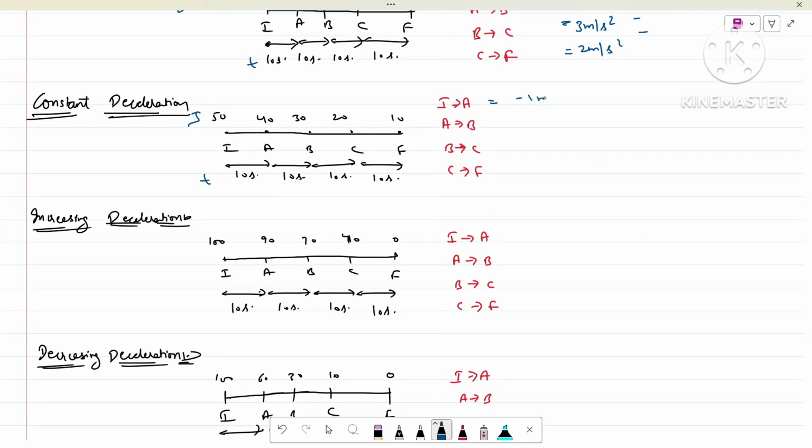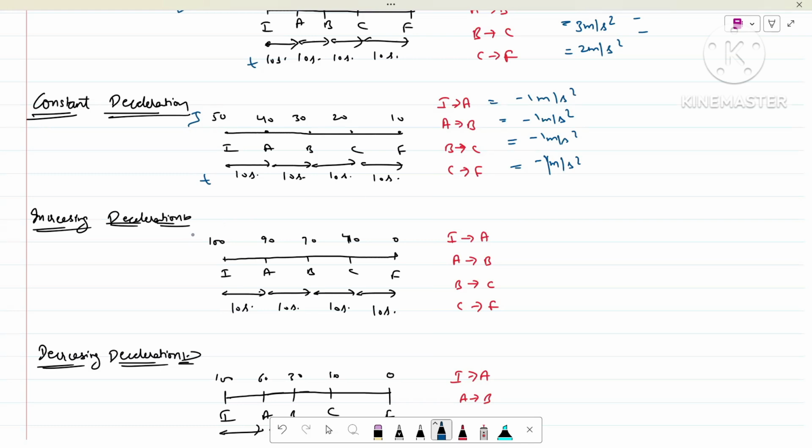So it is minus 1 meter per second square. From A to B again, minus 1 meter per second square. From B to C again, minus 1 meter per second square. And from C to F again, minus 1 meter per second square. So we can see the deceleration is remaining constant.